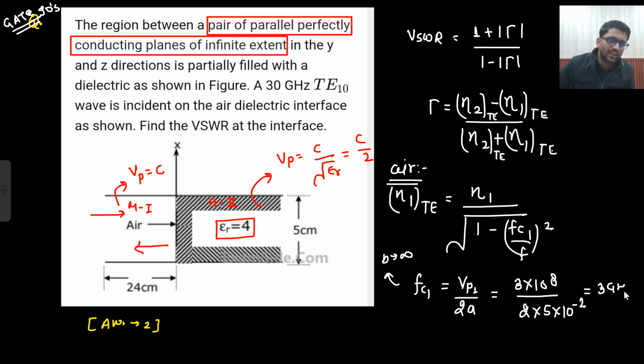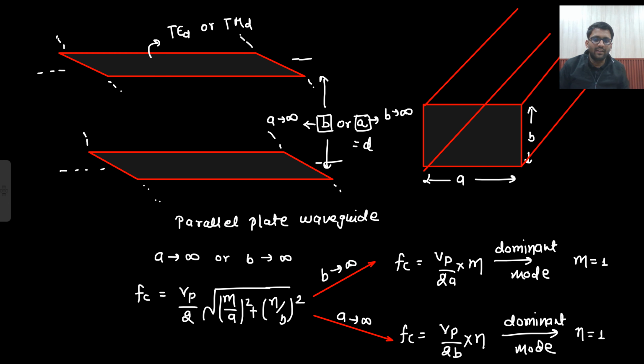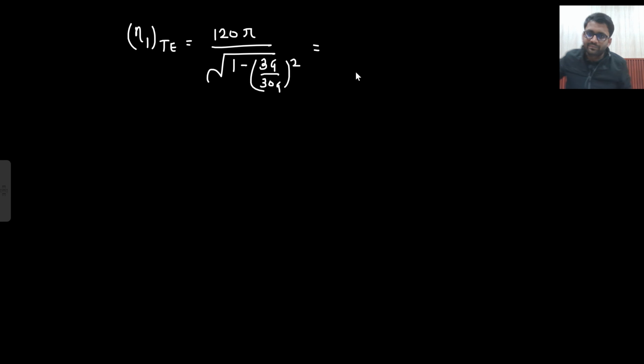So 3 gigahertz we are getting, right? And what about your Fc1 you are getting? So now if I calculate eta 1 TE, what that would be: 120 pi divided by under root 1 minus (Fc by F) whole square, 0.1 whole square minus 1 plus minus under root reciprocal into 120 into pi. So 378.89 ohm. This is what we are getting, eta 1.